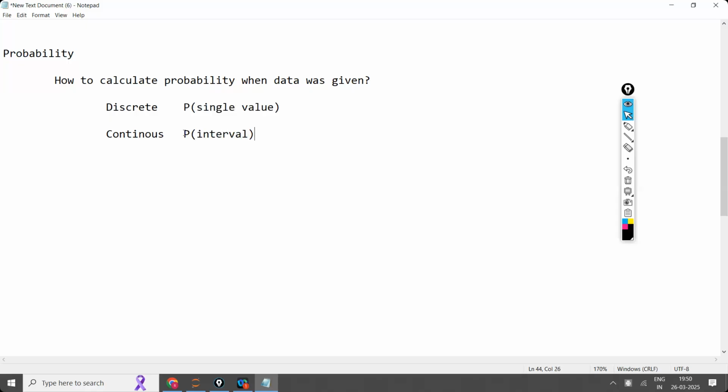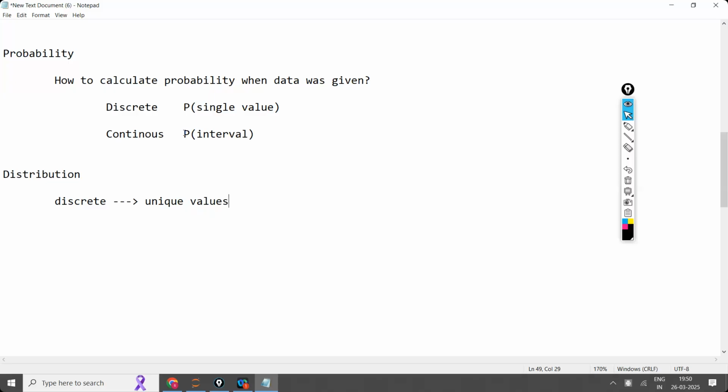Next, after calculating the probability, we discussed the distribution. Distribution means the data that was given to us. For a discrete variable, what does distribution mean? For discrete variables, the distribution means the unique values. Whatever unique values are there are called the distribution. It means in this particular column, these are the values.